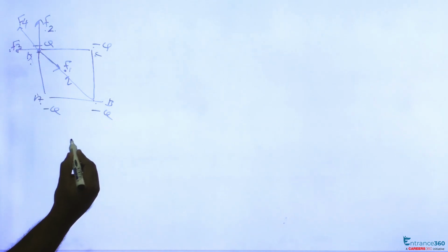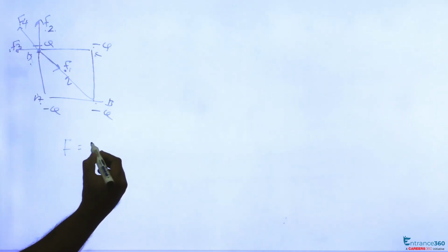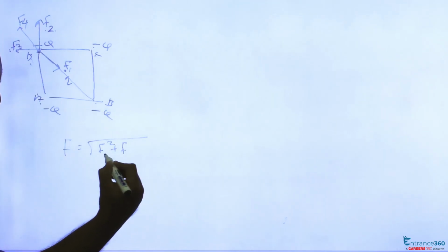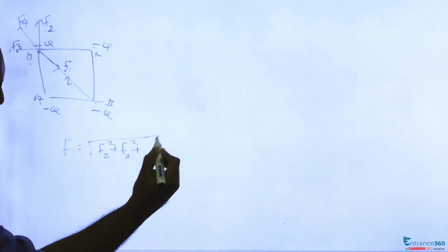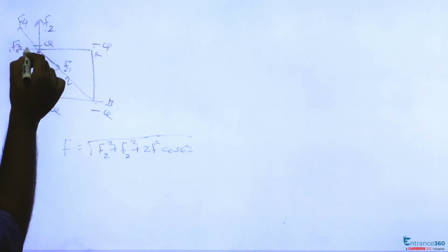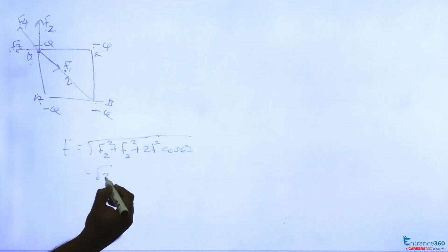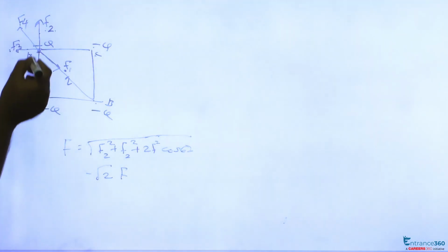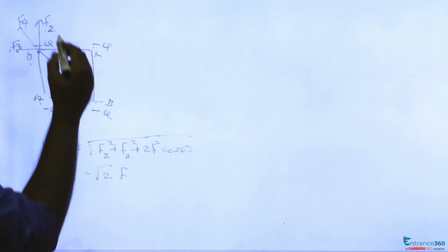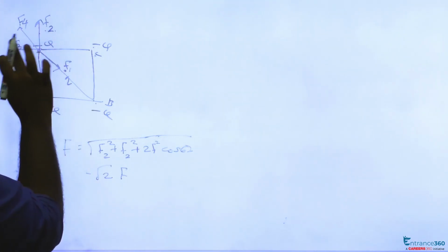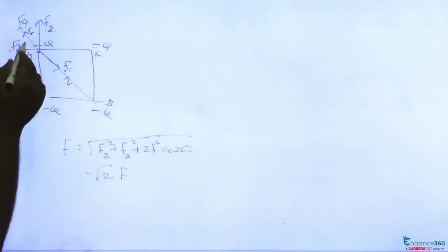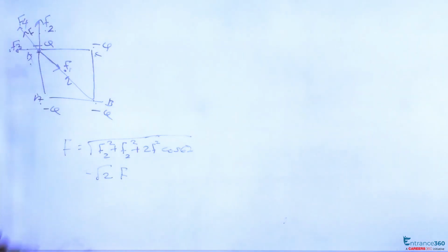So the resultant of F2 and F3, as the magnitudes are equal, will be F equal to root of F2 square plus F2 square plus 2 F2 F2 cos 90, since the angle between these two forces is 90 degrees, which will be root 2 F. So root 2 F is acting along this line. So the resultant of F2 and F3, say F, is acting along this.